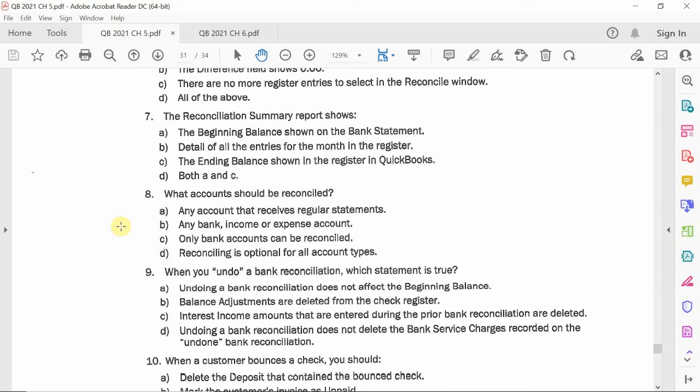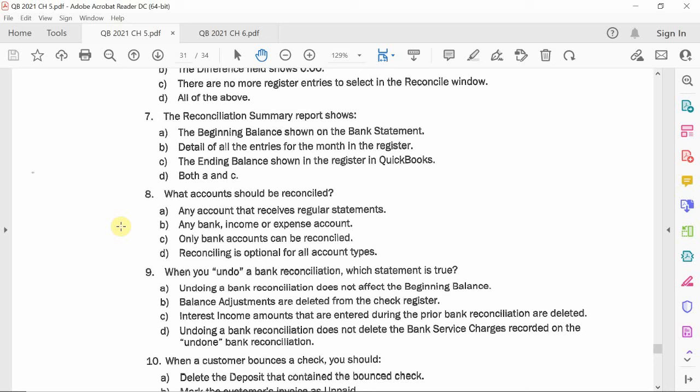A, any account that receives regular statements. Yes. Okay, so that's the best way to do it. If you have a regular statement, then it's a great way to match from someone else's institution, right? If someone's doing a report to you, that would be the best way to match your information.